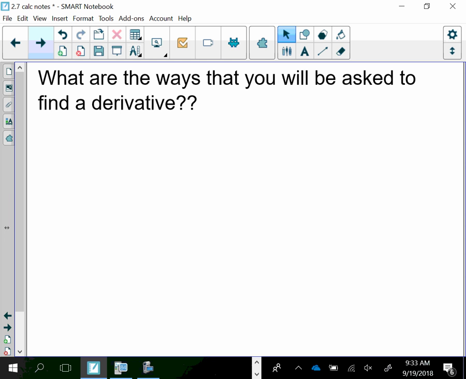What are the ways that you will be asked to find the derivative? Now, there's at least 10, so we'll start making a list. No, like in the words. Not it's a table or a graph. So, for example, find f prime. That's one way. So you all got that one.